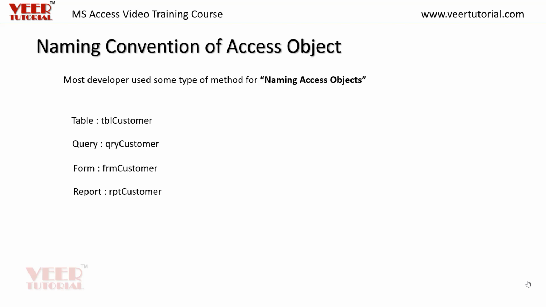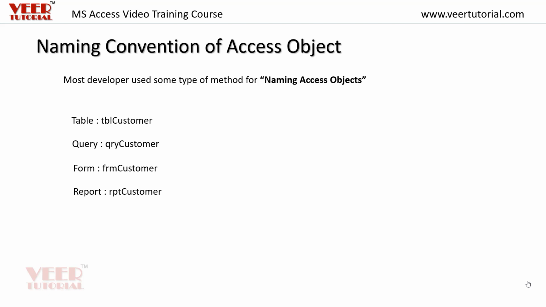Once we create an Access object, we save it. For saving the object, we must give a name. So the naming convention of Access objects is also an important topic we need to discuss. Most developers use some type of method for naming Access objects. Here I have given the convention which I follow.